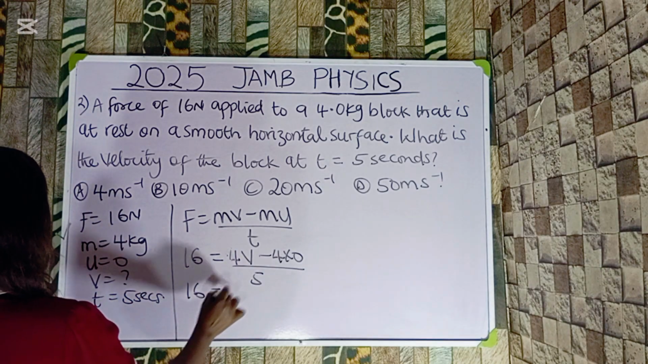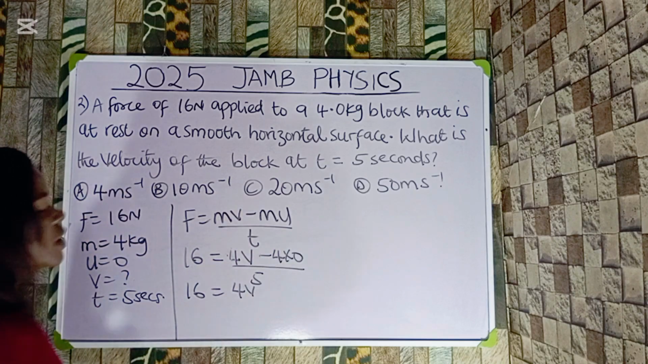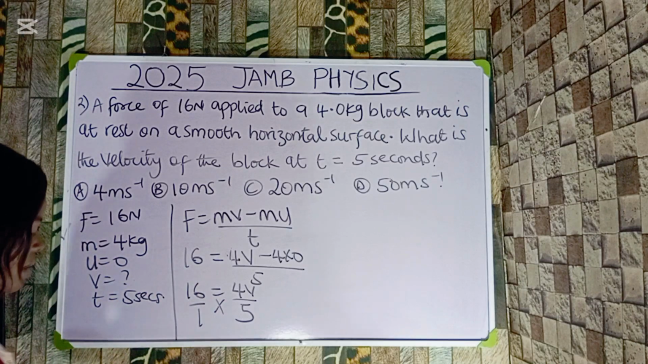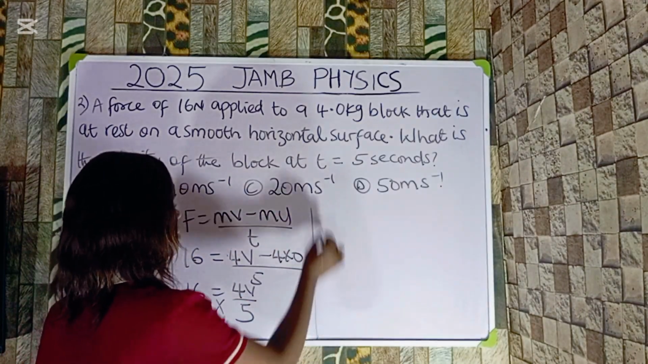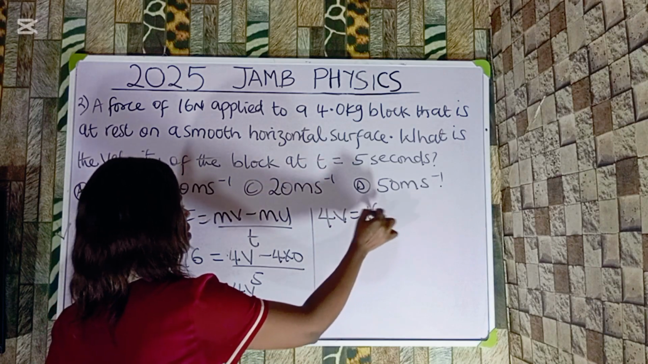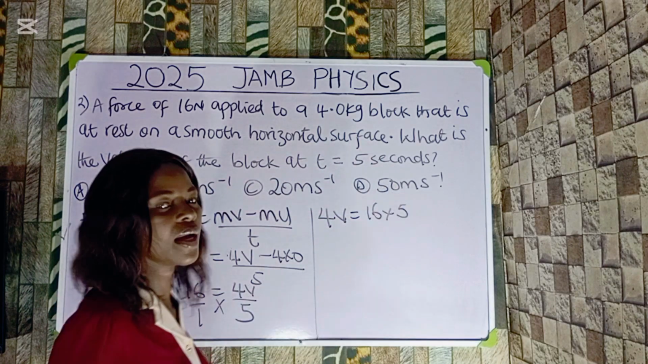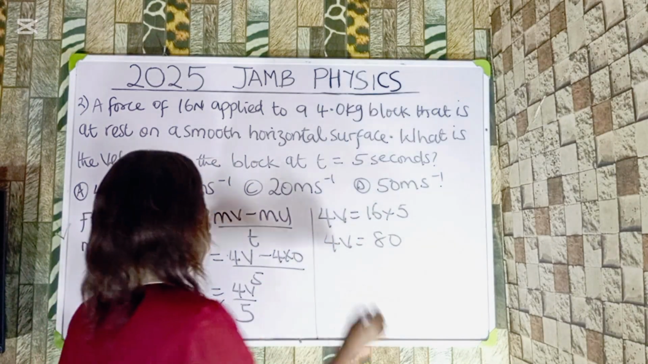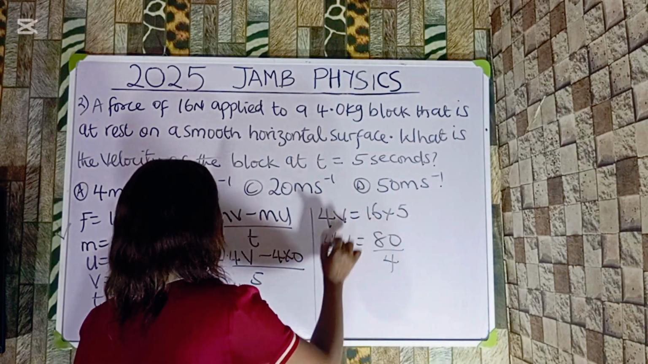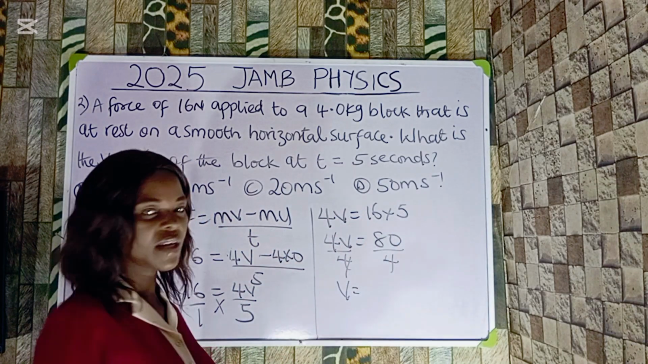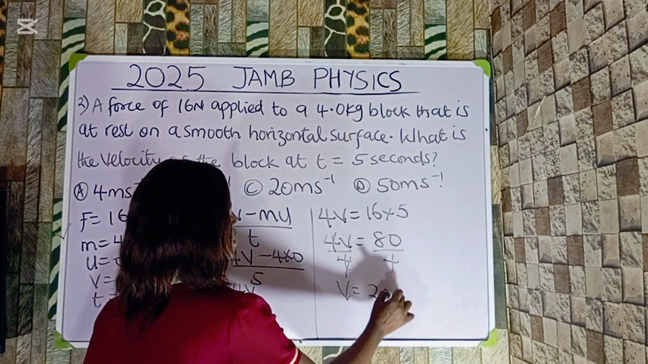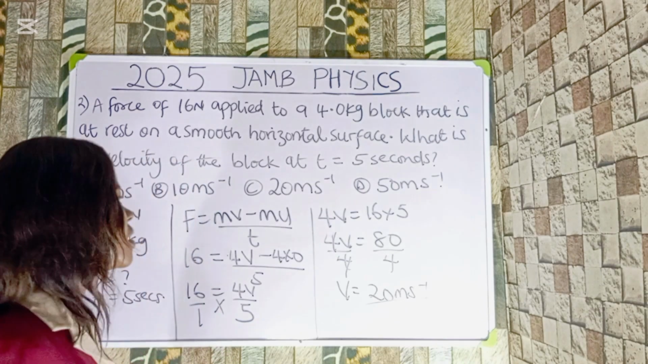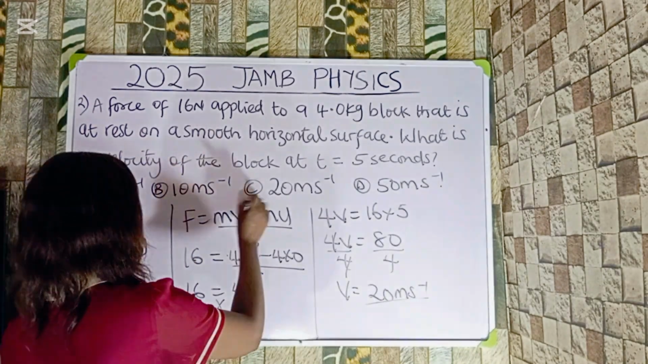Is that clear? So I have 16 is equal to 4v, since 4 times 0 is 0, over 5. Then I can cross multiply. I have that 4v is equal to 16 times 5. Now 4v is equal to 80. By the time you divide both sides by 4, my final velocity becomes 20 meters per second. Is that clear? Now, going by what we have gotten, the correct option to this question is option C.